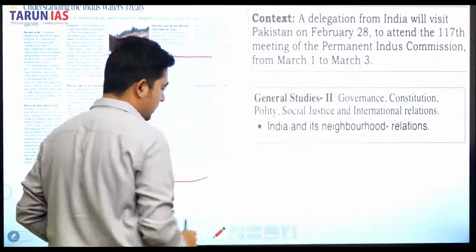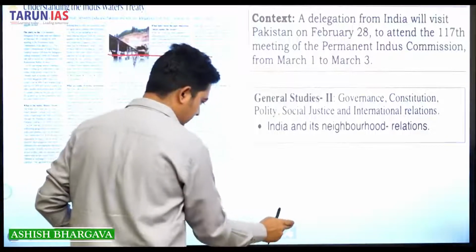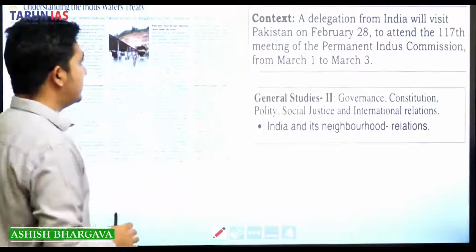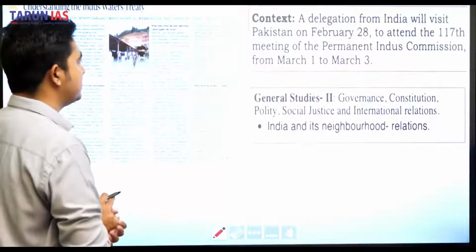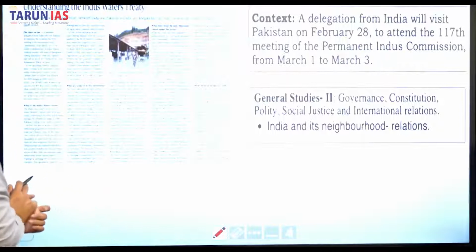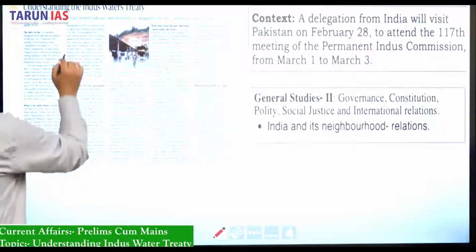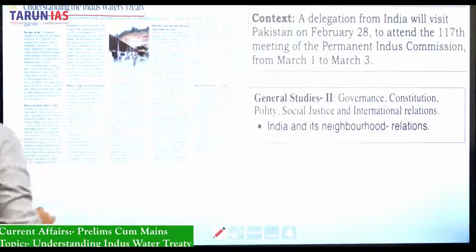So here is the question, the first topic that we will discuss: a delegation from India will visit Pakistan on Feb 28 to attend the 117th meeting of the Permanent Indus Commission from March 1 to 3rd. So basically, understanding the Indus Water Treaty.